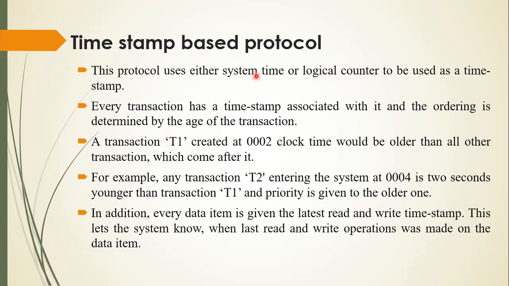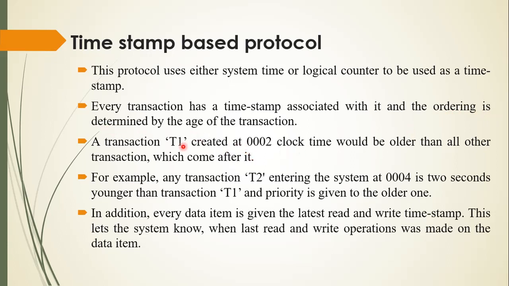In timestamp based protocol, this protocol uses the system time or it uses logical counters. Every transaction has a timestamp associated with it, and the ordering is determined by the age of the transaction. A transaction T1 created at 0002 clock time would be older than all other transactions which come after it.